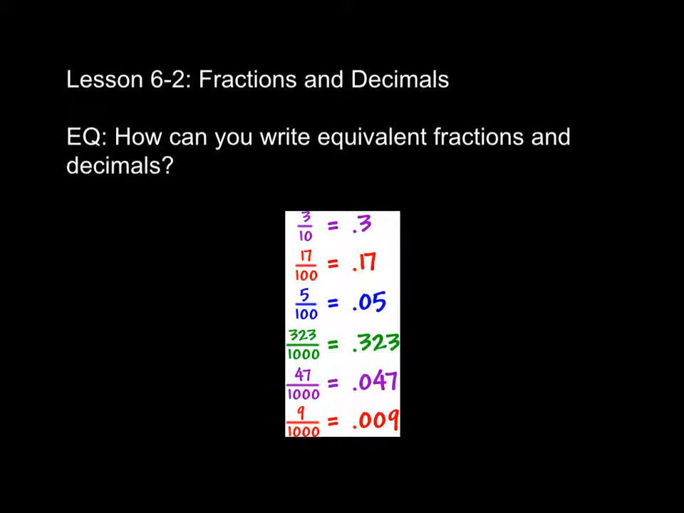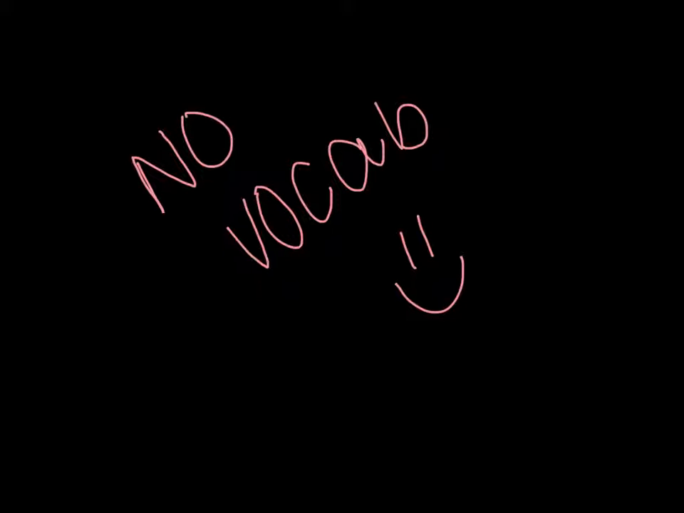This is lesson 6-2, fractions and decimals. Our central question: how can you write equivalent fractions and decimals? This picture here just shows a few examples of some fractions to decimals, and we're going to talk about how you do that. There's no vocab for this lesson.